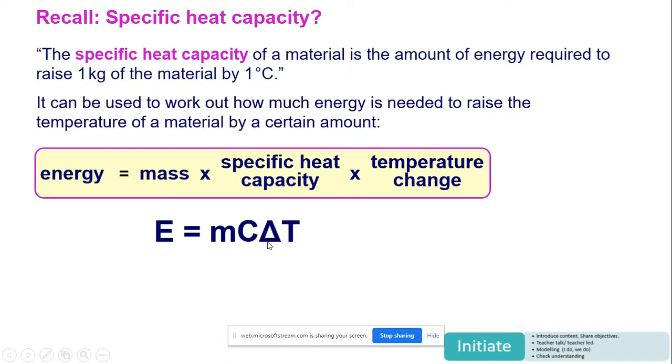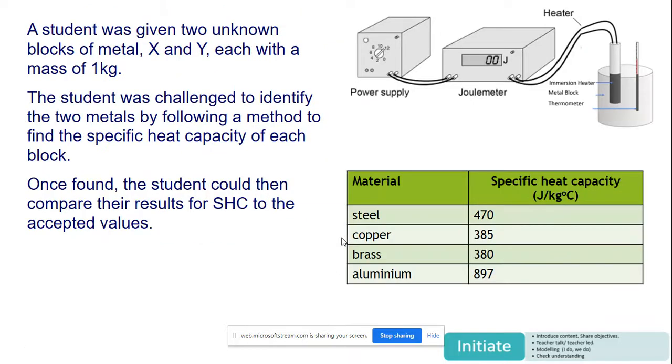And just a note here, that delta sign there stands for change. So you've had to go applying that formula, and in this lesson you're going to be finding the specific heat capacity, but not using the formula, but graphically. So let's have a look at this experiment here.